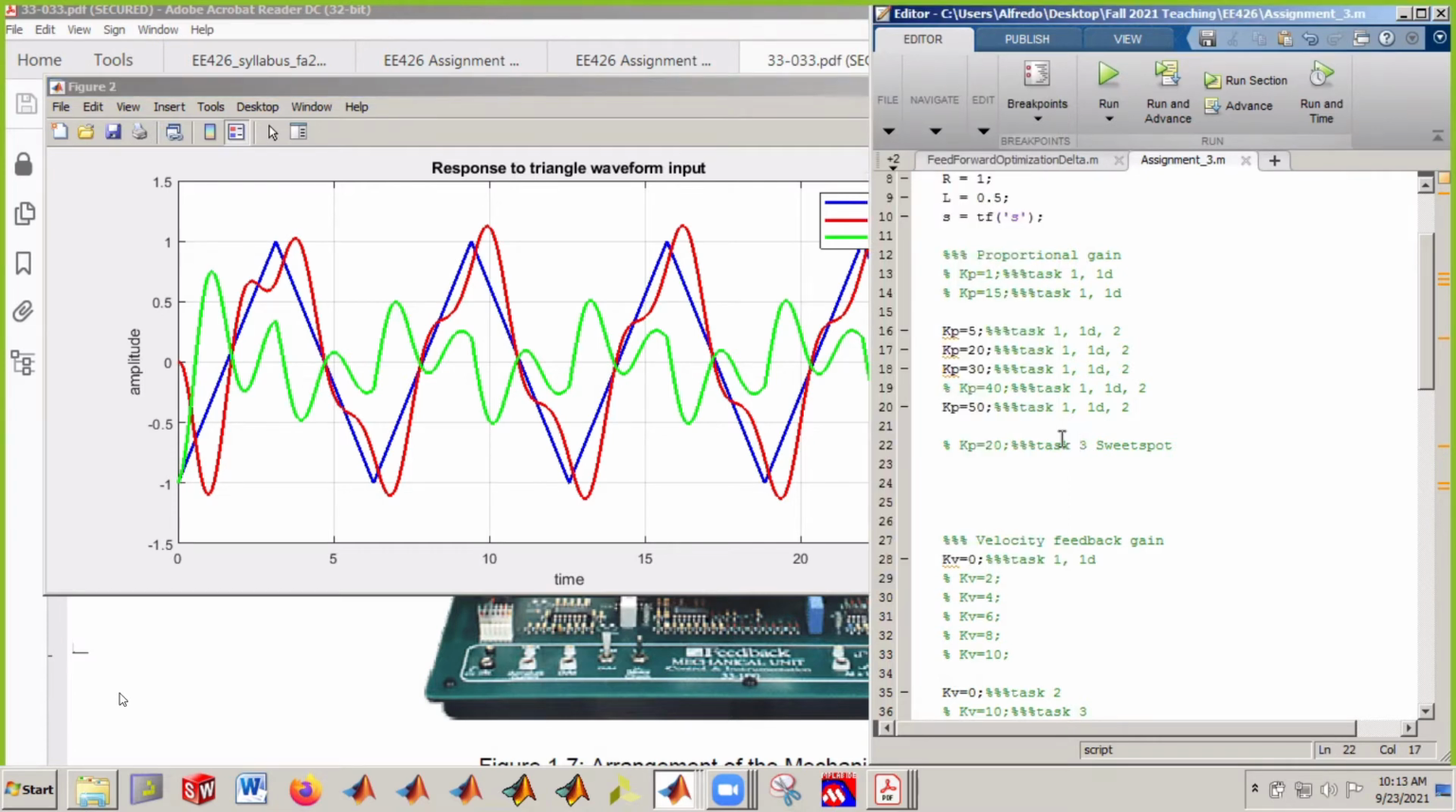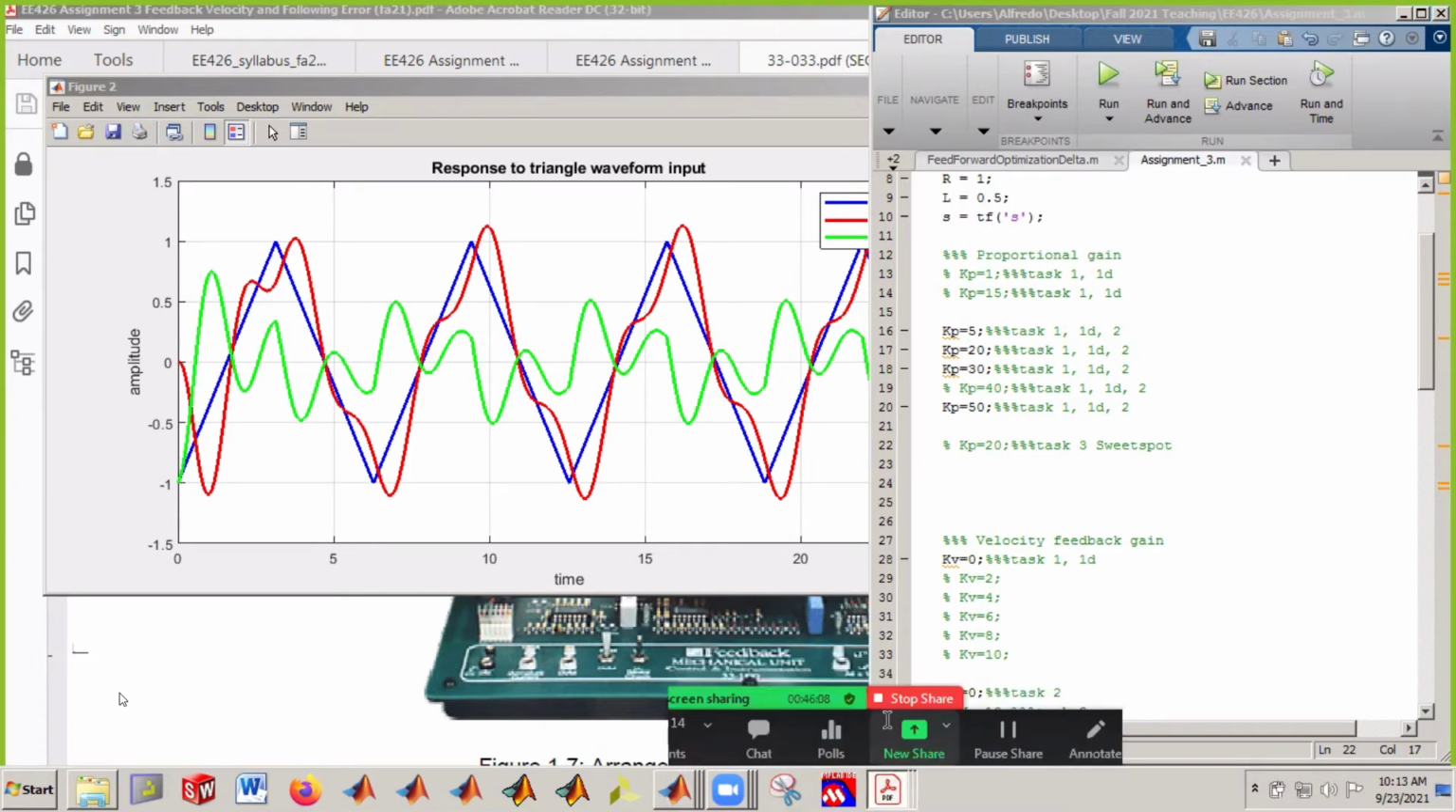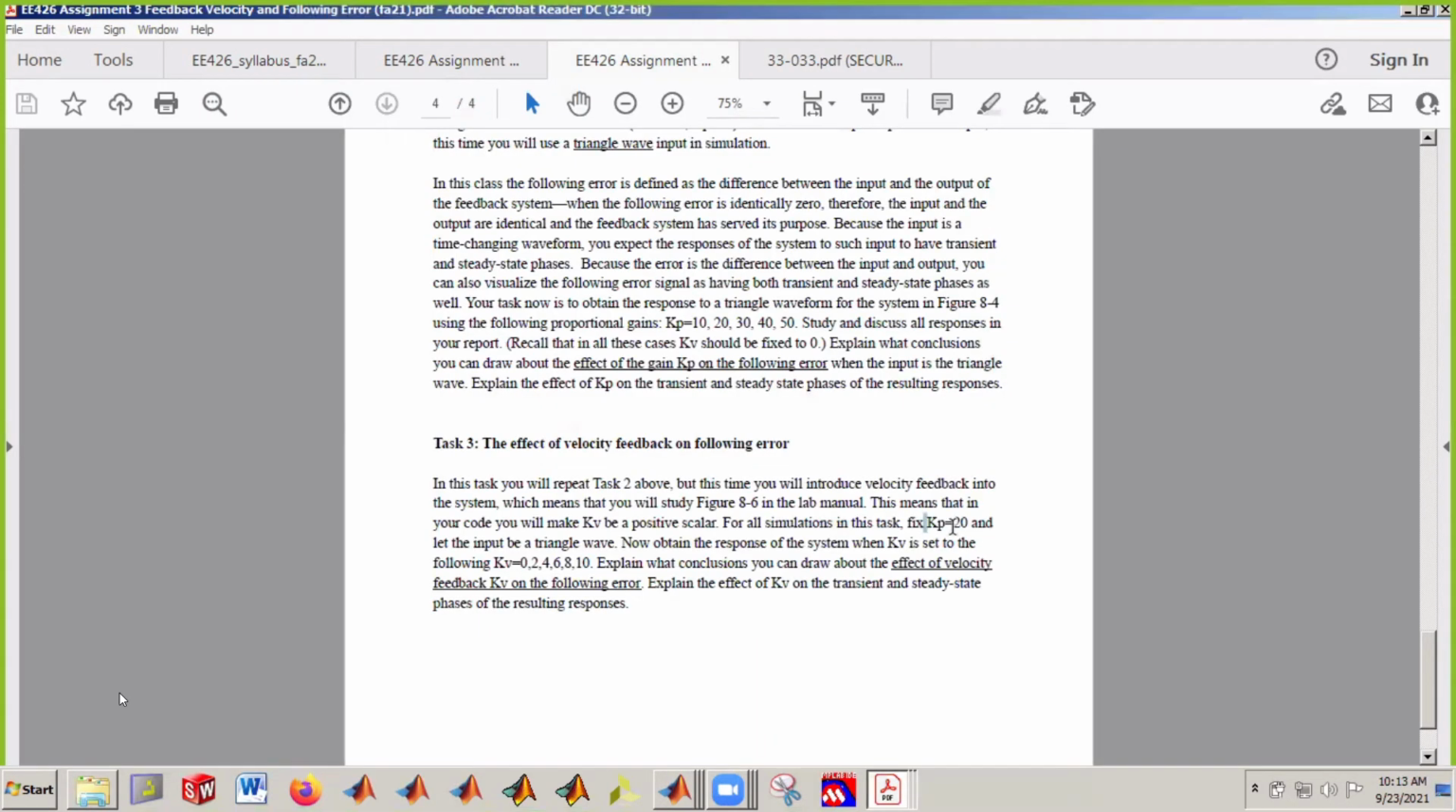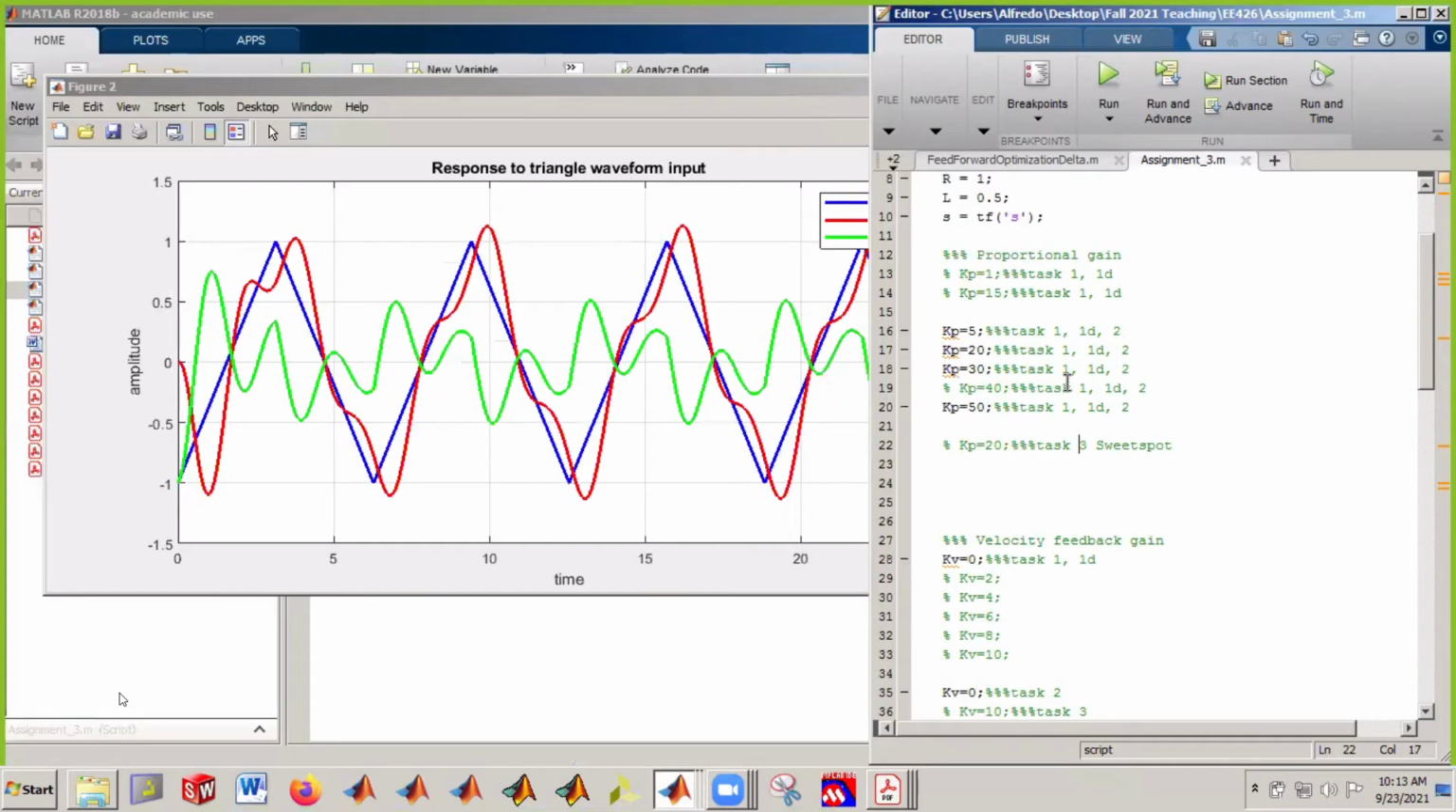So now the task for assignment number 3 is what happens when we introduce velocity feedback to this kind of input. So for this, I think I ask you to keep Kp fixed to a specific value, Kp equals 20. At this particular case, you see the best responses out of this so that you can interpret this. So task 2, you will introduce a triangle waveform input. You will play with the Kp value, and you will convince yourself that this is very close to the behavior that you saw before.